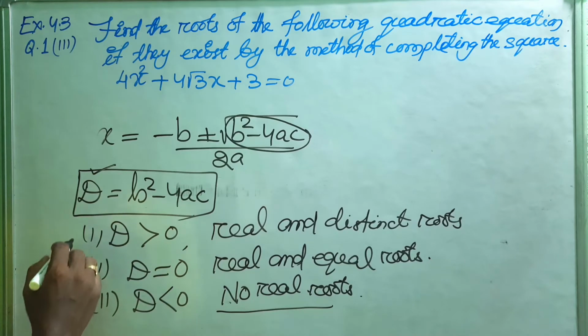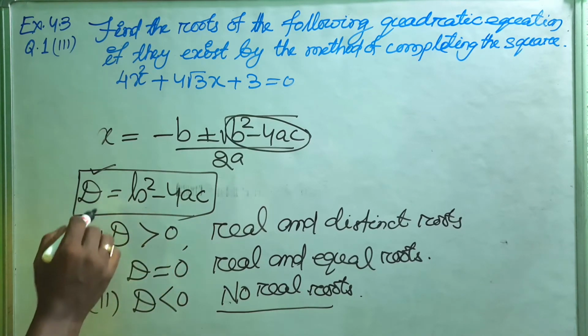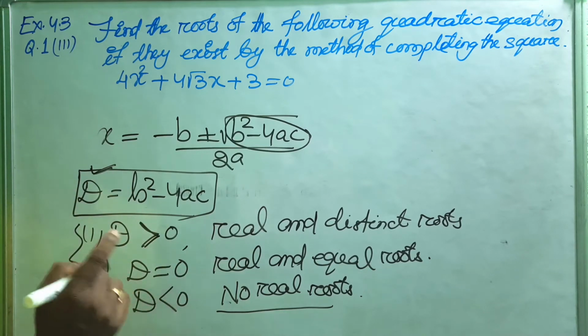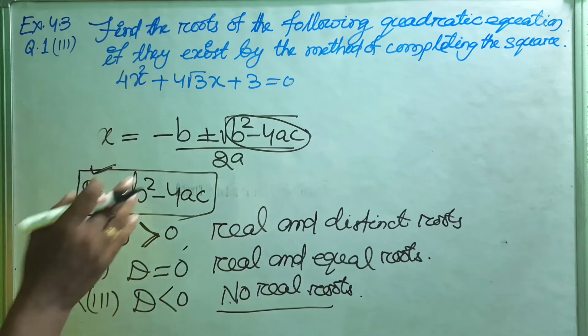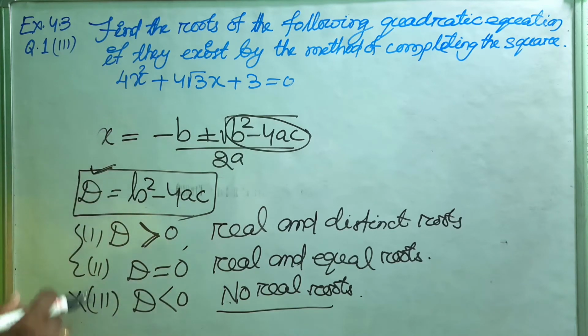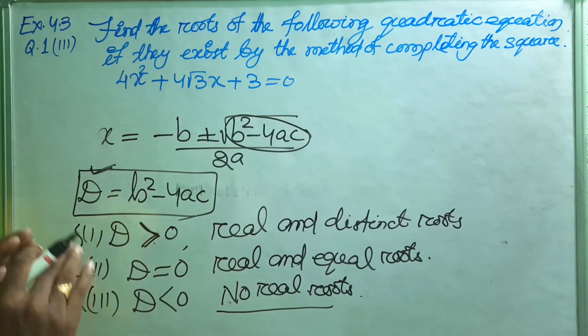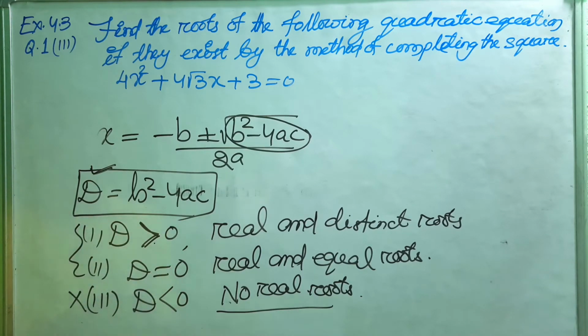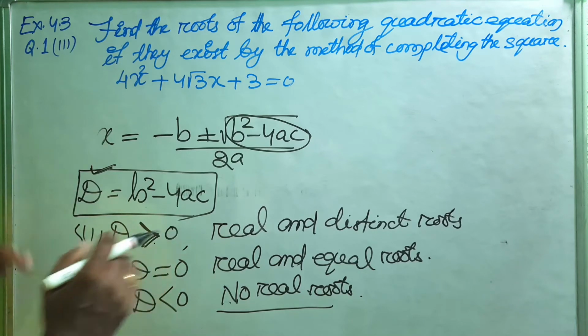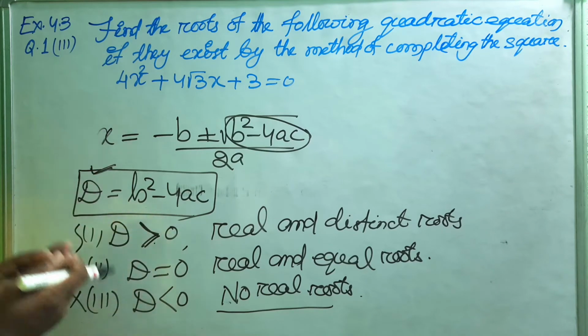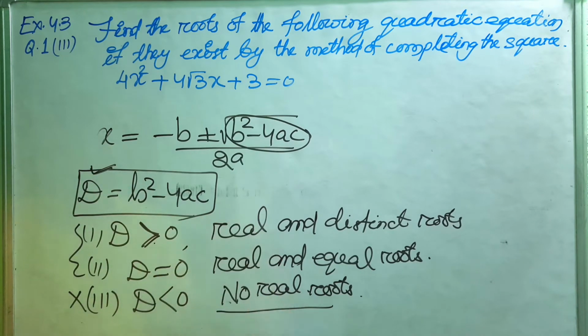So that is why you will consider only these two cases. If D comes either greater than 0, that is positive, or D equal to 0, in both these cases the quadratic equation has real roots. In one case the roots will be unequal, and in the other the roots will be equal. I have explained all this in detail in the video whose link is provided below, so you can watch that one.